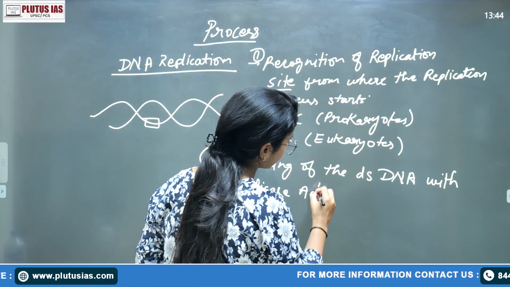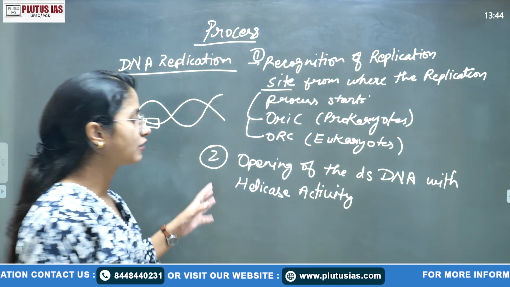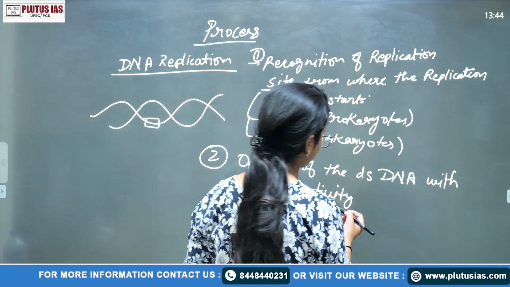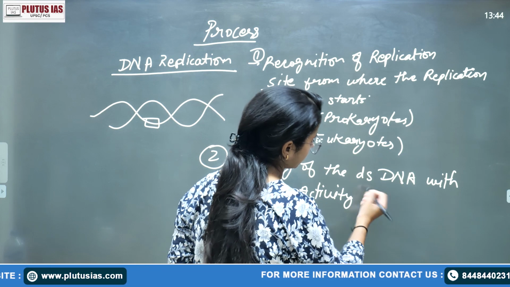I'll explain eukaryotic DNA replication separately. Here we are only simply talking about the processes, right? So DNA helicase activity: helicase actually helps with the help of, of course, ATP hydrolysis here, okay?